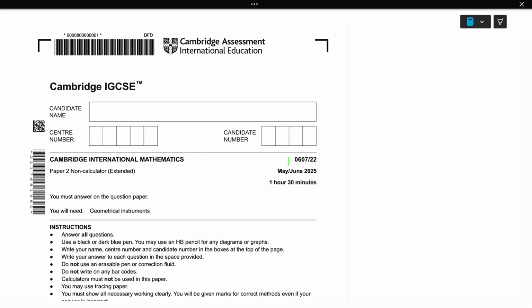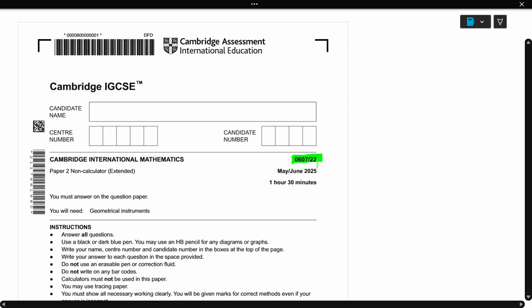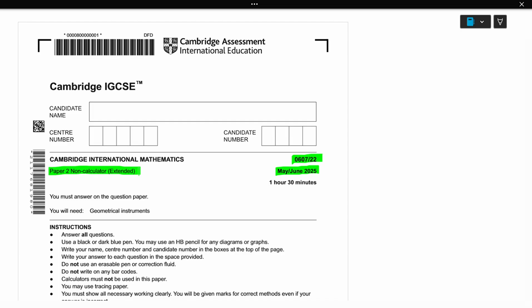International Mathematics 0607, May June 2025 papers, non-calculator 1. Okay, let's go for the first question.